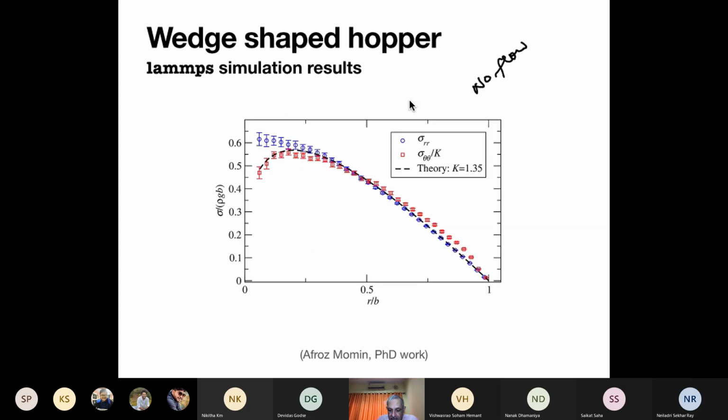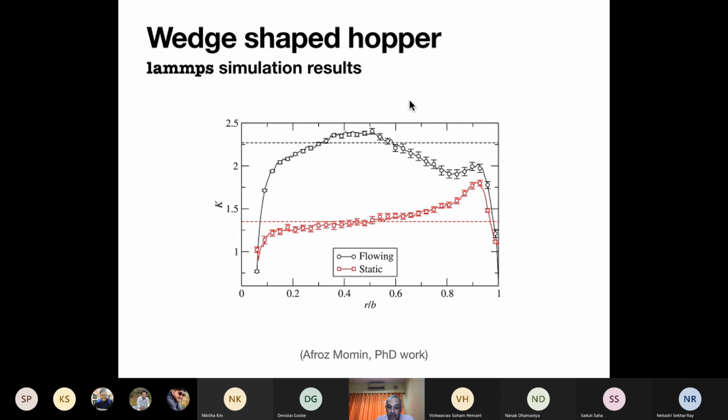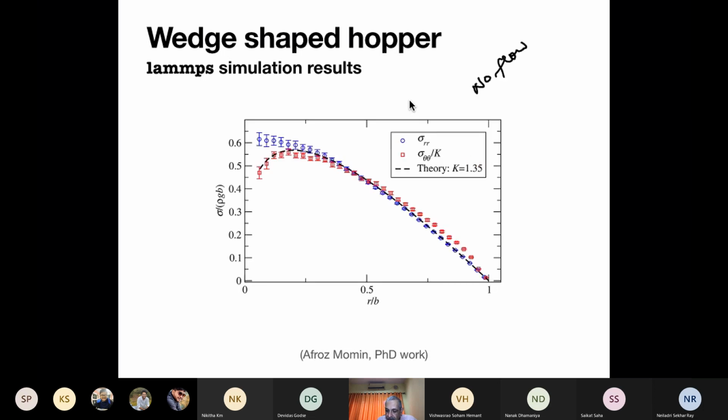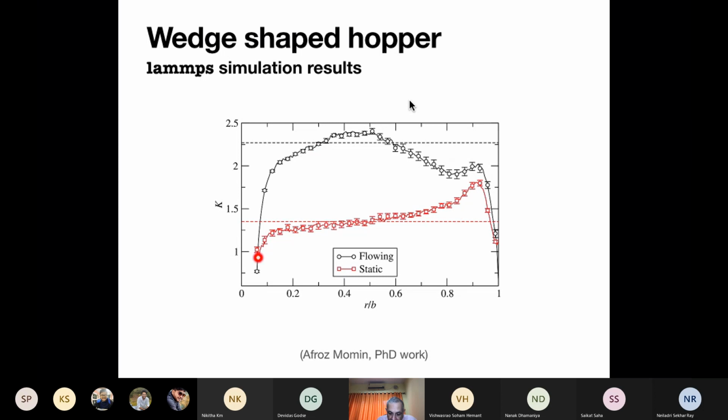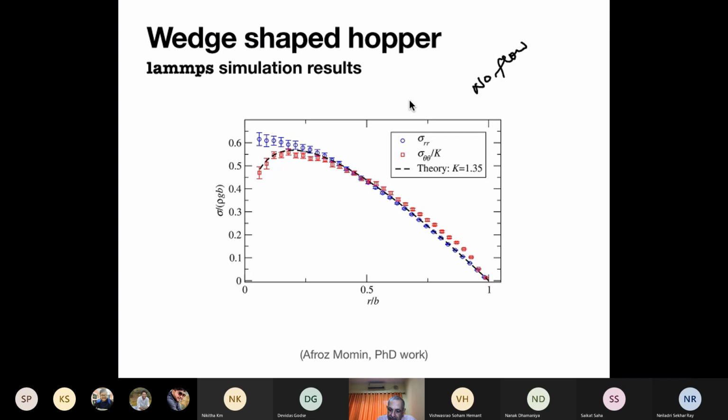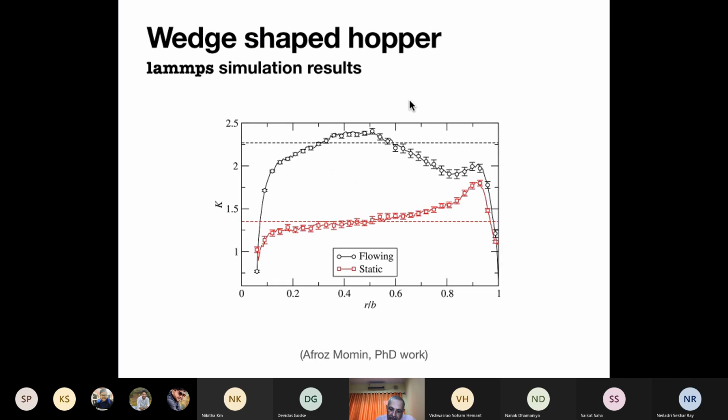The final thing I'd like to show you is that if you calculate the value of K from the simulations, you can see that it's nearly constant, but there is some variation. This is 2.27, and this is the fitted value that we got over here, 1.35. Those are the dashed lines. But the actual data is slightly off. That's the reason for the slight deviations. This happens because the local packing varies, so you can get slight variations in the friction coefficient.